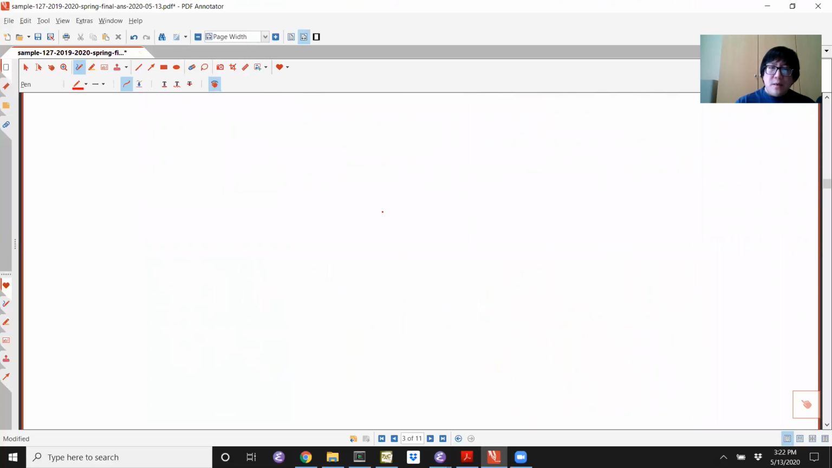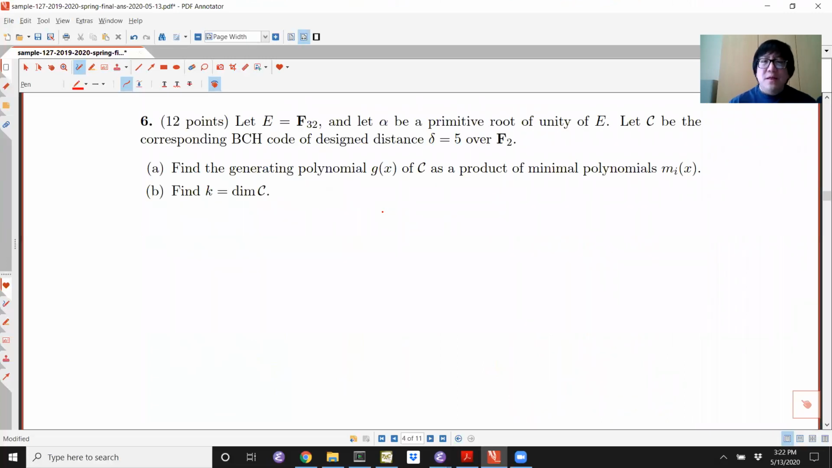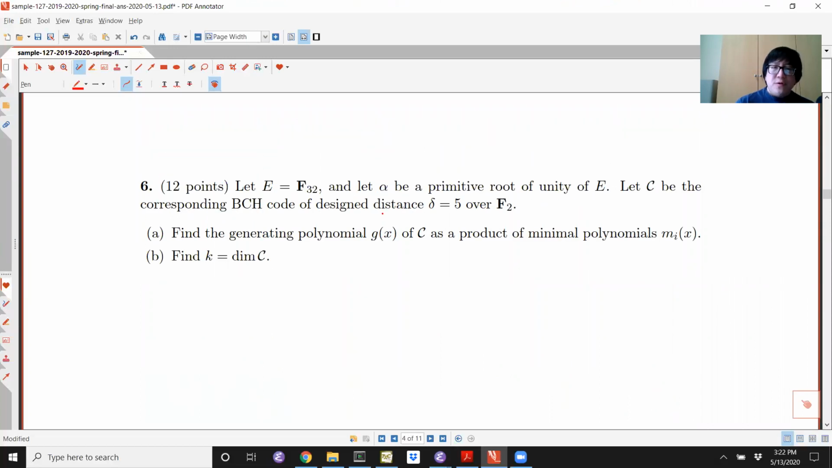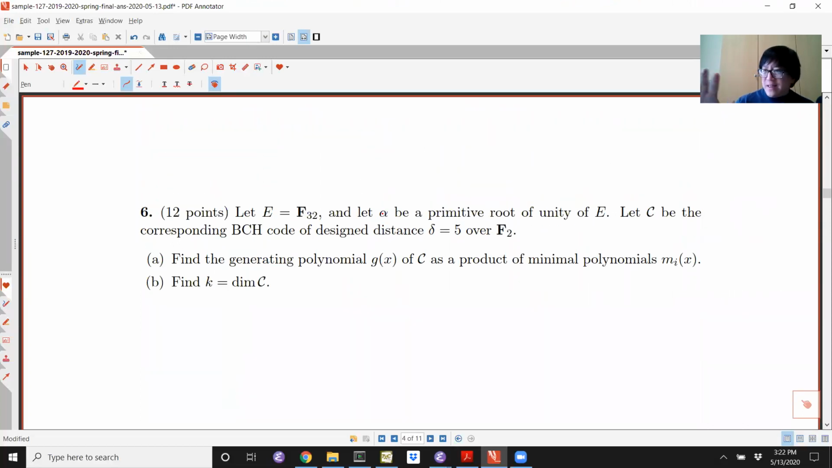So next, problem 6. Let E be the field of order 32. Here we don't need to think about how it is constructed by taking F2[x] and modding out by some irreducible polynomial of degree 5. We don't need to know that. All we need to know is that we have this thing alpha, which is a primitive root of unity, and alpha has order 31.